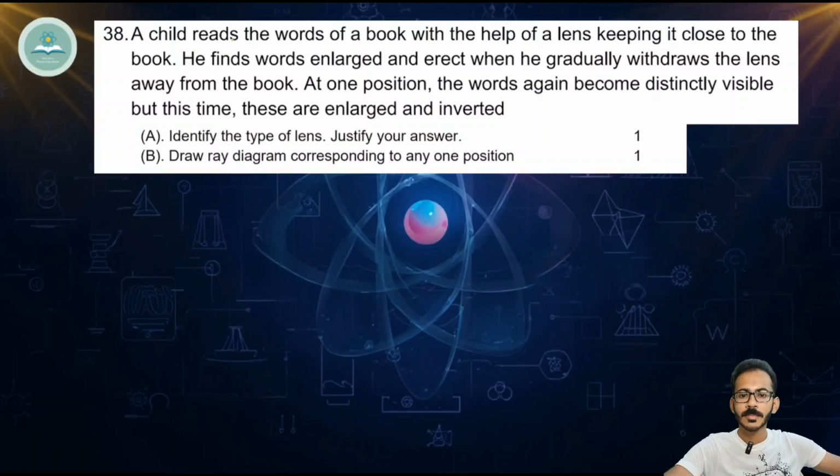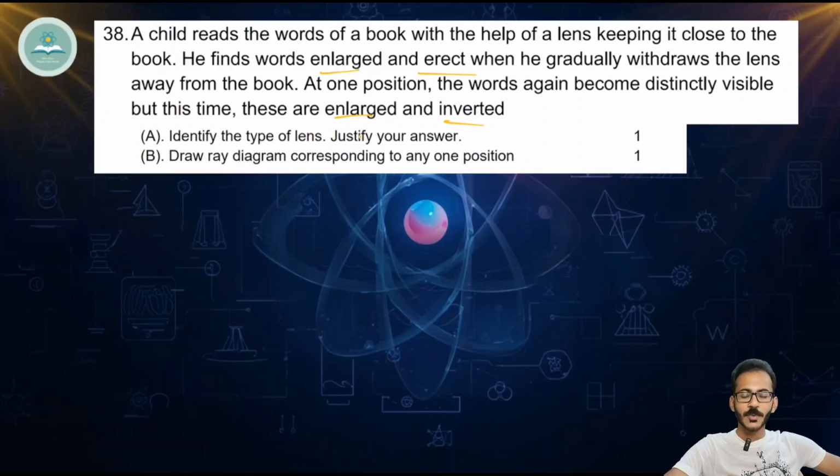A child reads the words of a book with the help of a lens, keeping it close to the book. He finds words enlarged and erect. So the words were enlarged and erect. When he gradually withdraws the lens away from the book, at one position the words again become distinctly visible, but this time these are enlarged and inverted. Identify the type of lens.